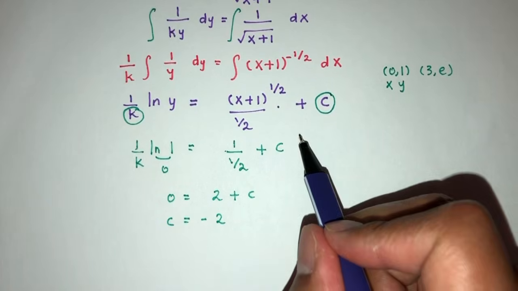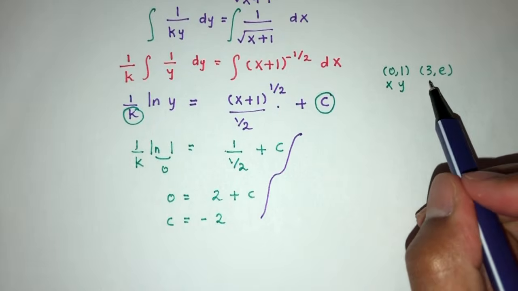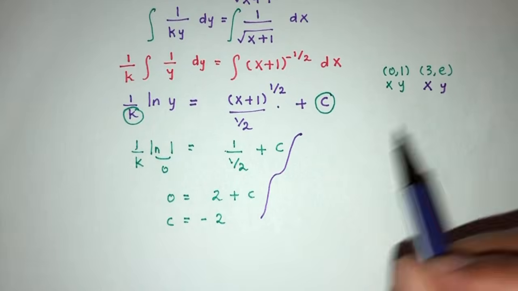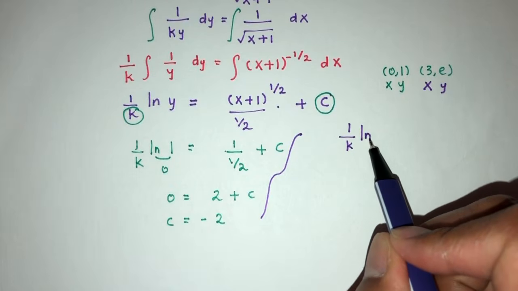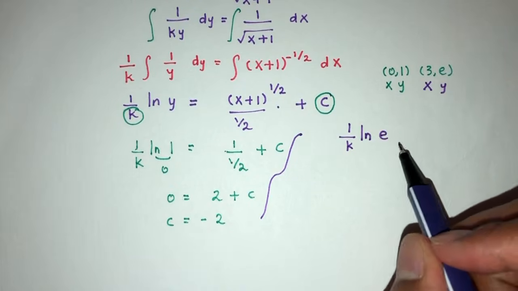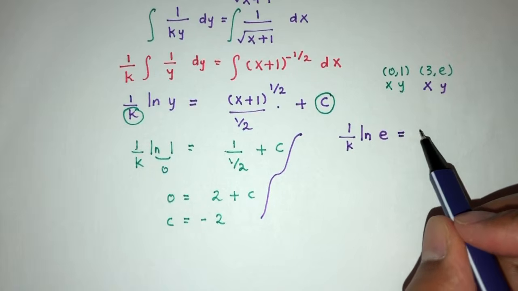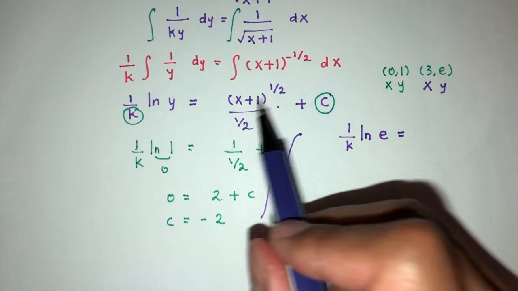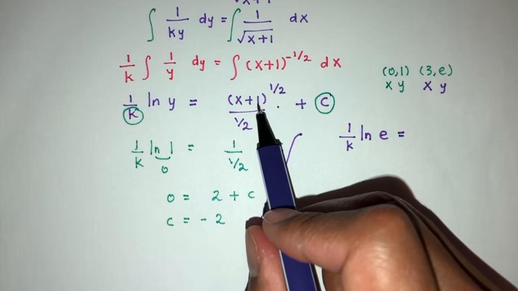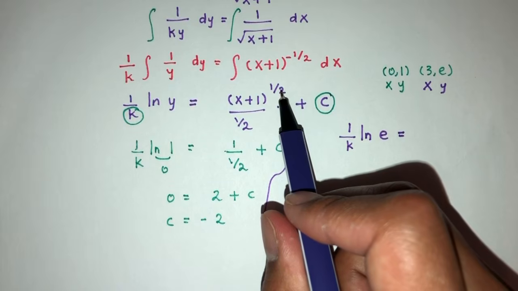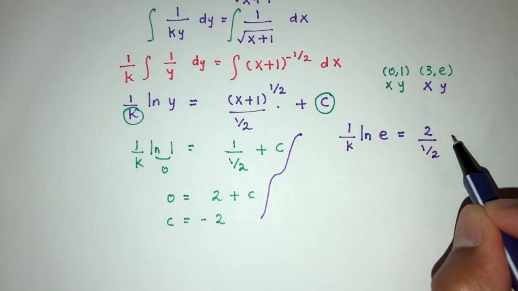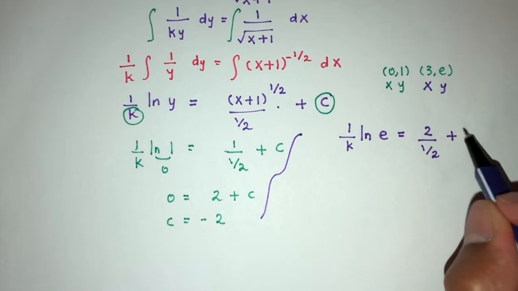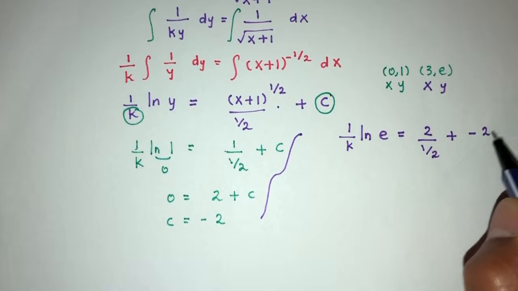Okay. Now let's move on for this one. That will be x and y. Replace, you will have 1 over k ln of e is equal to, x is 3 now. 3 plus 1 is the value of 4. 4 power half is 2. 2 divided by half, that should be 4. But anyways, let's find the value here. And c is equal to minus 2.